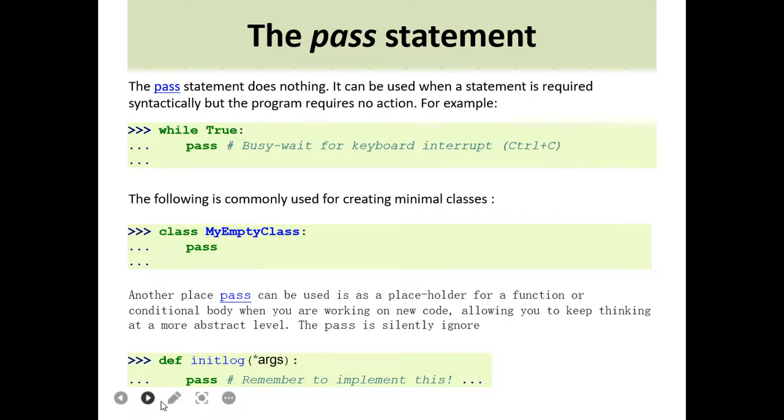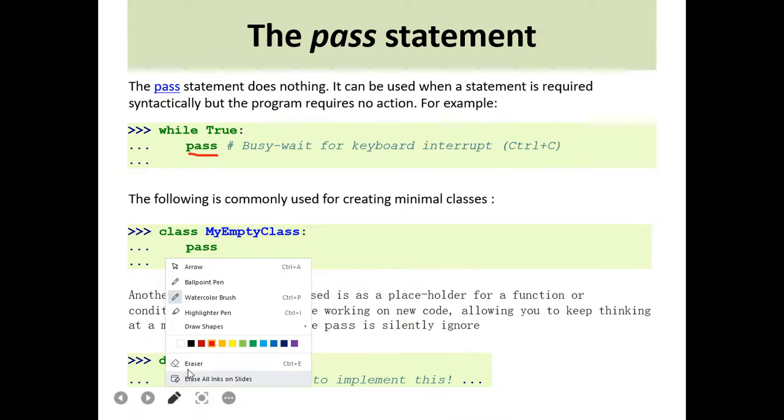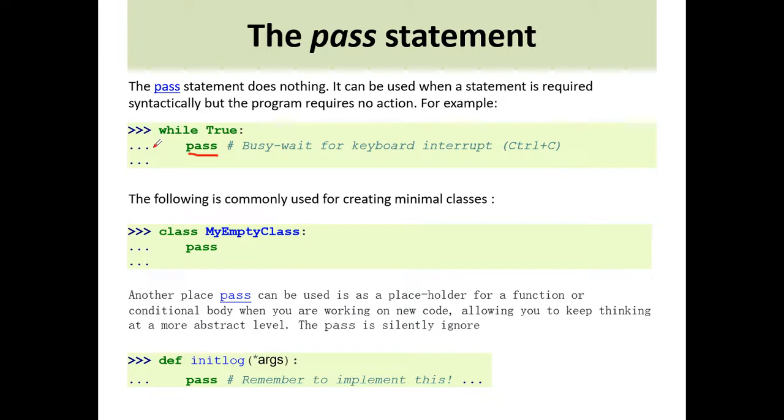But before that, let me give you a demonstration on this pass. What is pass actually doing? Basically pass is doing nothing. If you want to do nothing inside a loop, now you can ask me why should I have that kind of a loop which does nothing. Maybe there are some reasons.